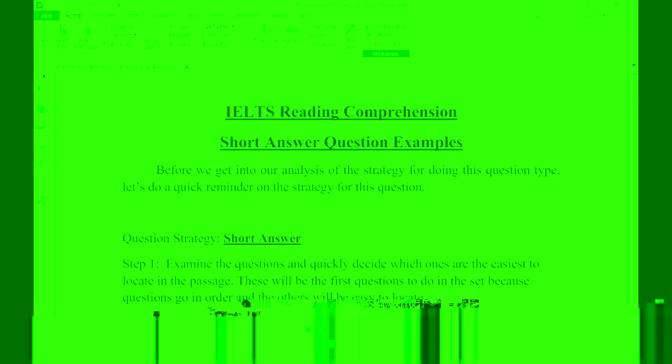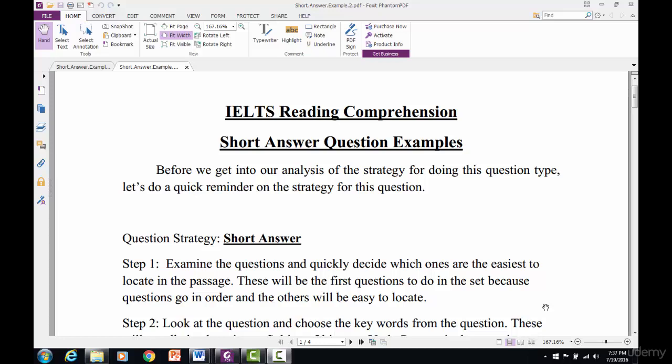Let's have a look at another short answer example on how to do the short answer questions. As a quick review, as you know, these questions go in order. We want to look at the question set for the short answer and see which ones are easiest to find first and start with those. Then we know the questions go in order. We have to be able to look at the question, look at the key words in the question, locate that specific sentence that the question is coming from, and then we'll be able to answer the question.